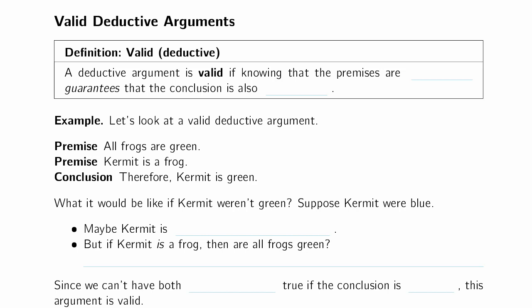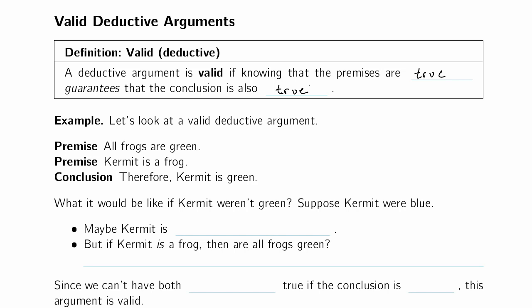In a valid deductive argument, if we know that the premises are true, then we know for sure that the conclusion is also true. There's no way to have all of the premises be true and the conclusion be false. What does that look like? How can we recognize that? And we're going to be learning more sophisticated ways of recognizing that throughout the rest of this unit. But here's the basic idea.